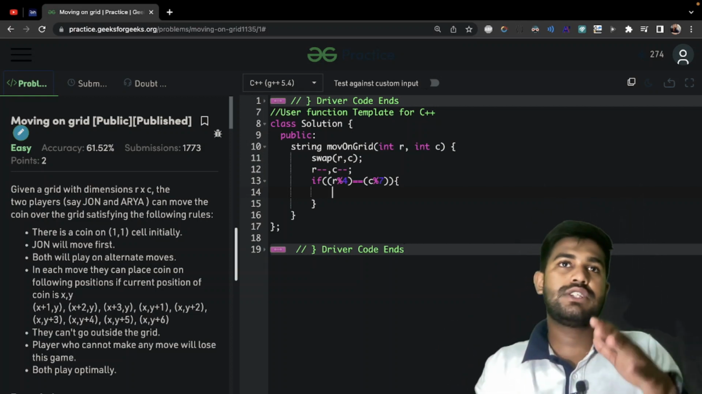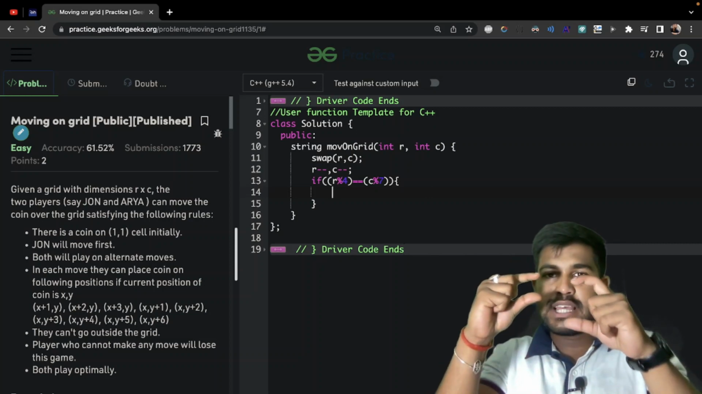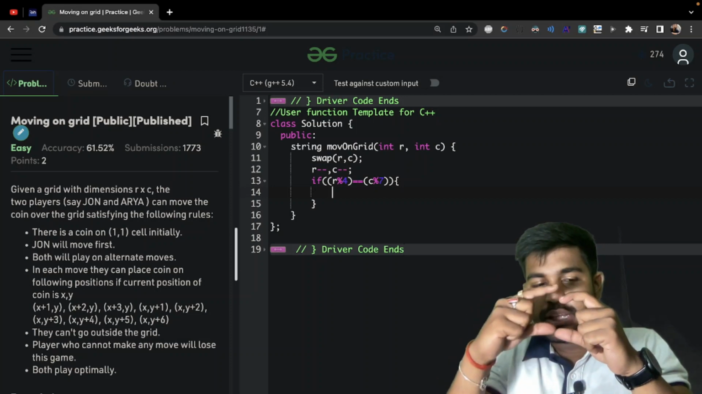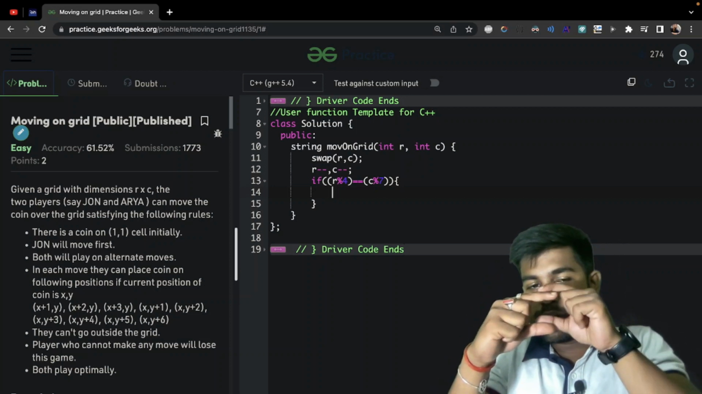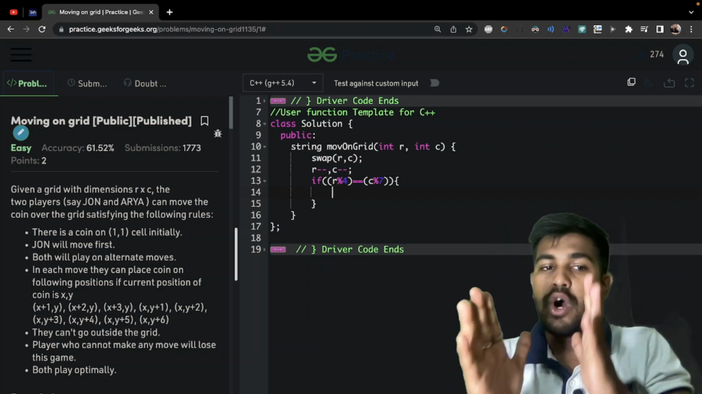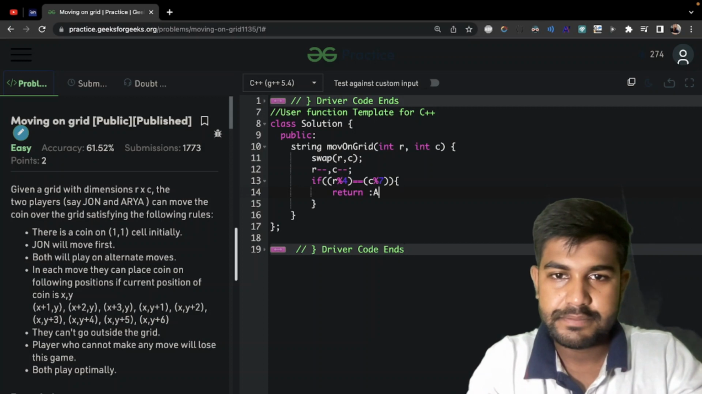Why? Suppose there is 1 cell left, then John would take the first step and the next step would be taken by Arya, and the remaining step can't be taken by John, so Arya would win. So I would just return Arya.